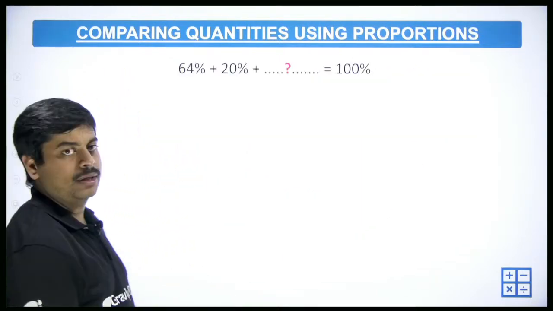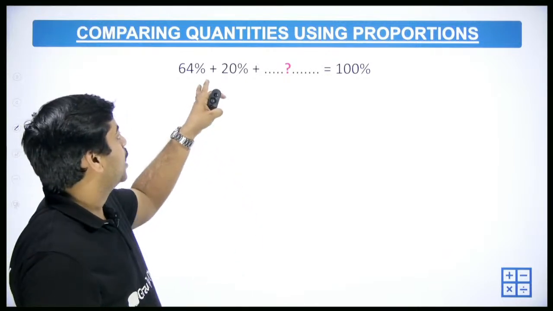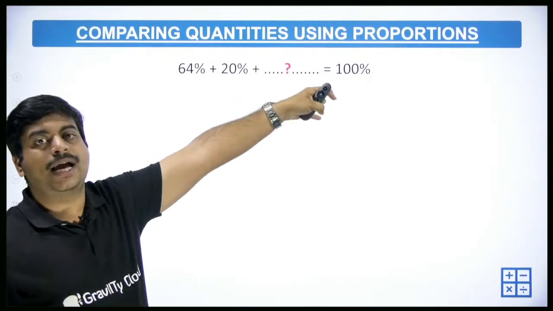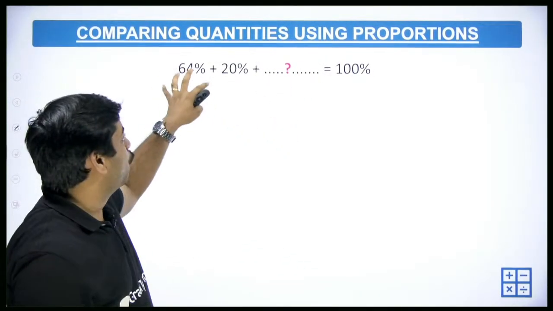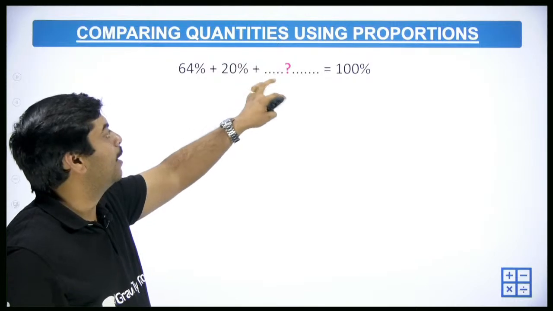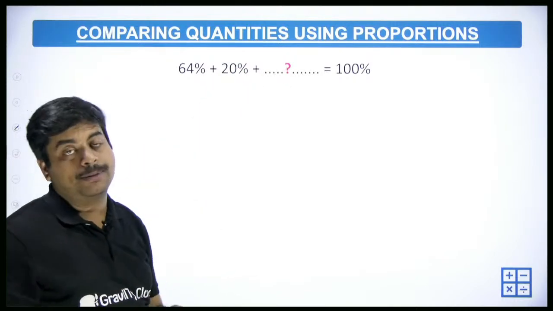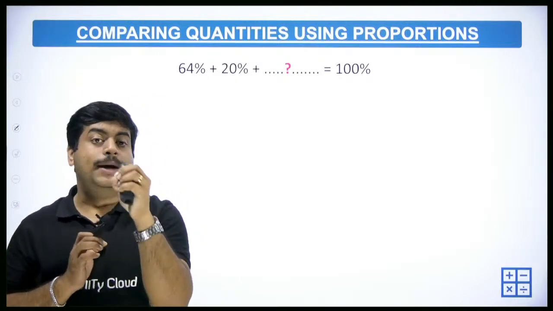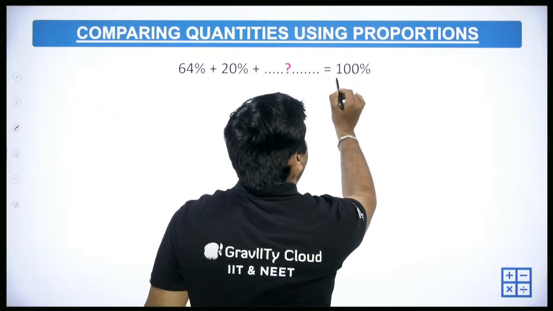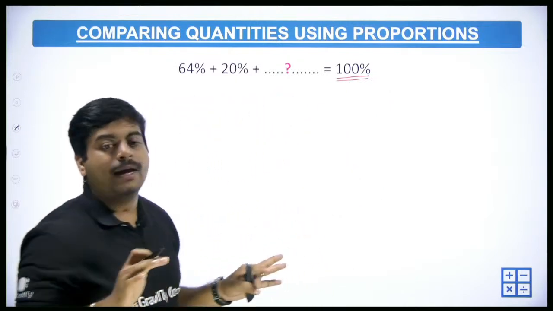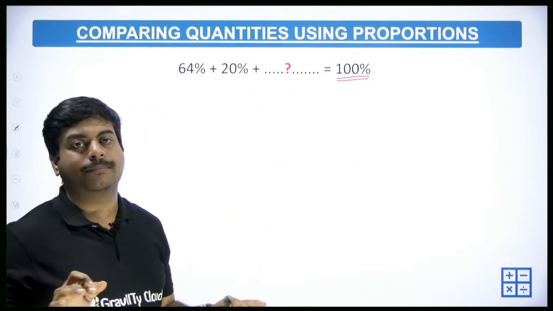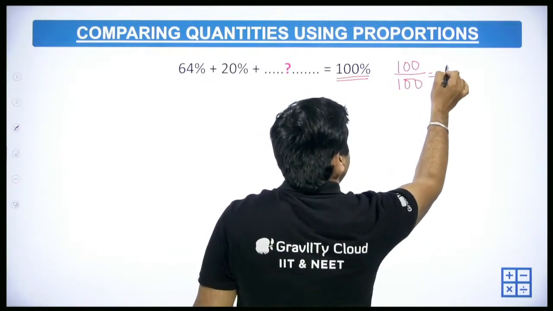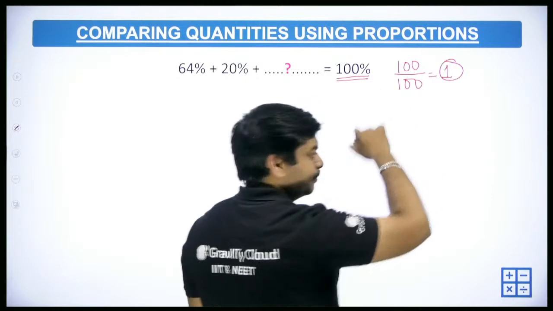So here we have a small question. 64% plus 20% plus some percentage is equal to 100%. 64 plus 20 plus some X percentage should be equal to 100%. So see, when I say per 100, 100 percentage means the complete. It's a complete 100 by 100. Okay, 100 percentage means 100 by 100, which is equal to 1. 1 means a complete set.